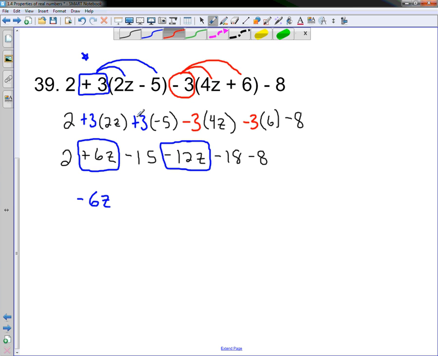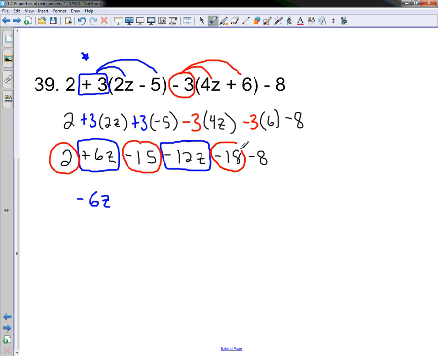Okay. The 2, the negative 15, the negative 18, and the negative 8 are all like terms. So I'm going to go ahead and combine these two first. Well, opposite signs, so we find the difference. Keep the sign, and I'm just going to write them minus 18 and minus 8. And now I'm going to do the next two.